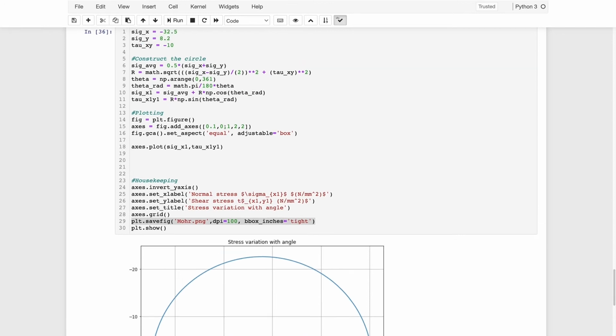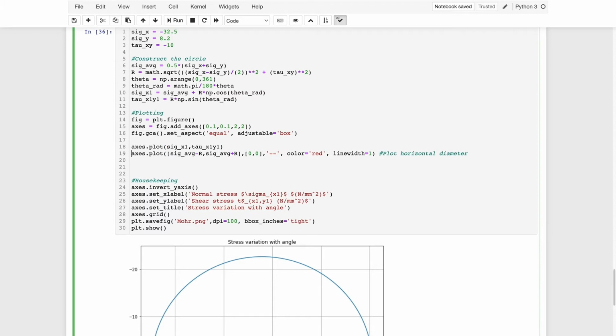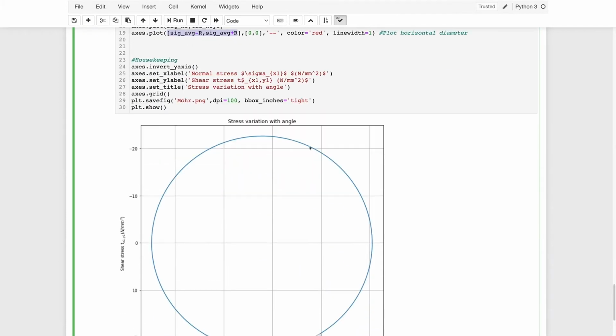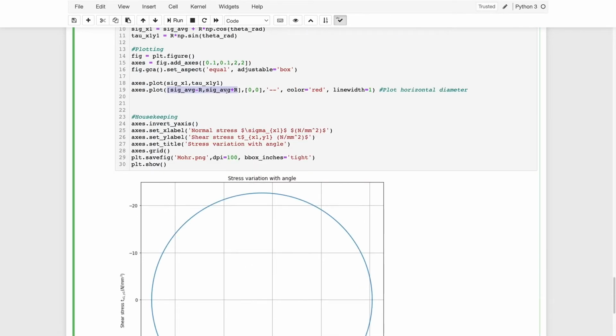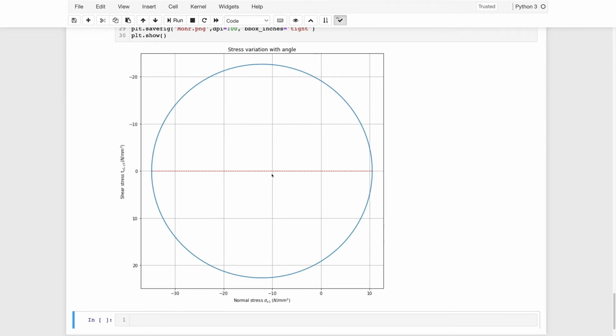So now let's add some additional pieces to this thing. I'd like to now plot the horizontal diameter next. We're plotting a horizontal line, and the line is going to have a set of x coordinates. So it's a horizontal diameter, going from the very left of the circle over here to the very right of the circle over here. Its x coordinates will be sigma average, the center point of the circle, minus r, and sigma average, center of the circle, plus r. So there are my two x coordinates, and its y coordinates are going to be 0 and 0. It's going to be a dashed red line. There we have it. So that's our horizontal diameter.